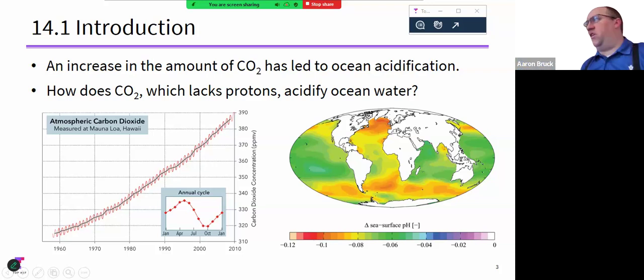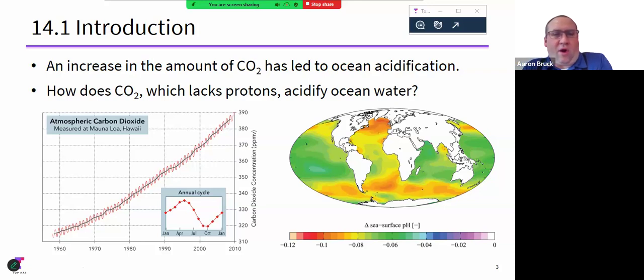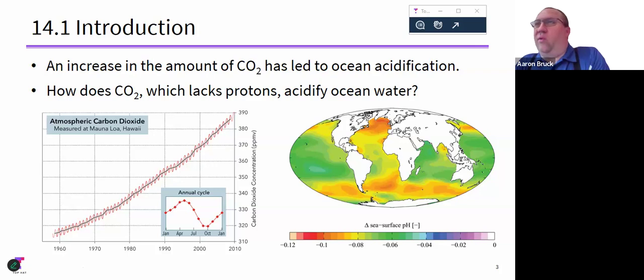But the question I would have for you here is this. Carbon dioxide on its own is not something that we have recognized to this point as an acid. It contains neither hydrogen nor hydroxide. So based on what we have understood about acids and bases from Chem 105, this doesn't seem to fit. And yet we see the data, and we know that carbon dioxide is a contributor to this acidification. How is that possible?